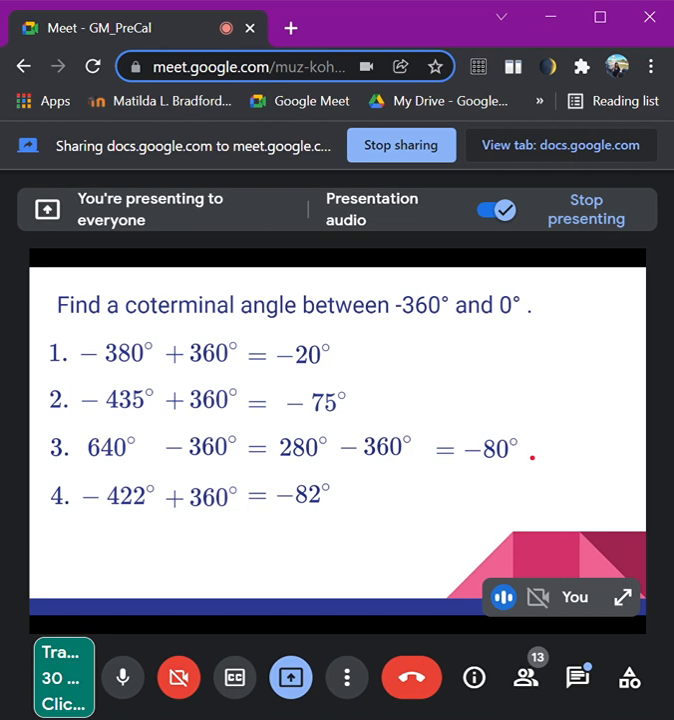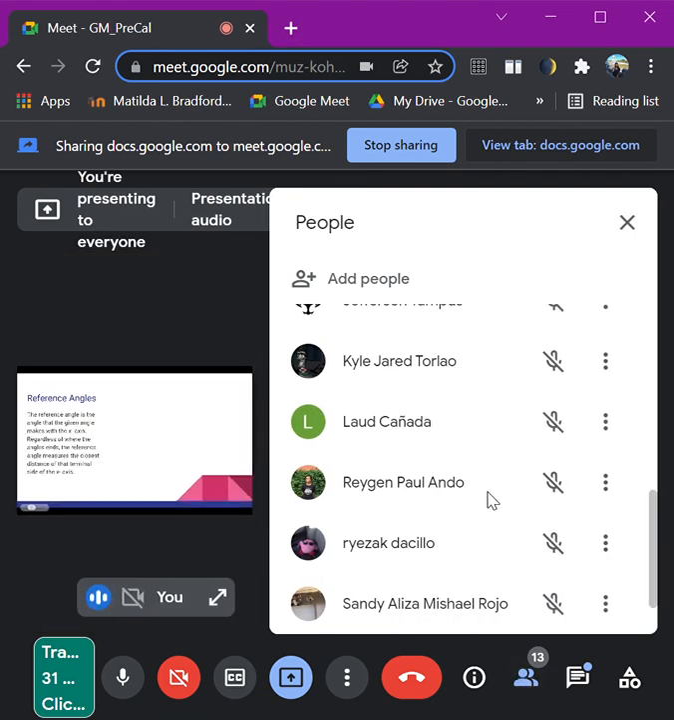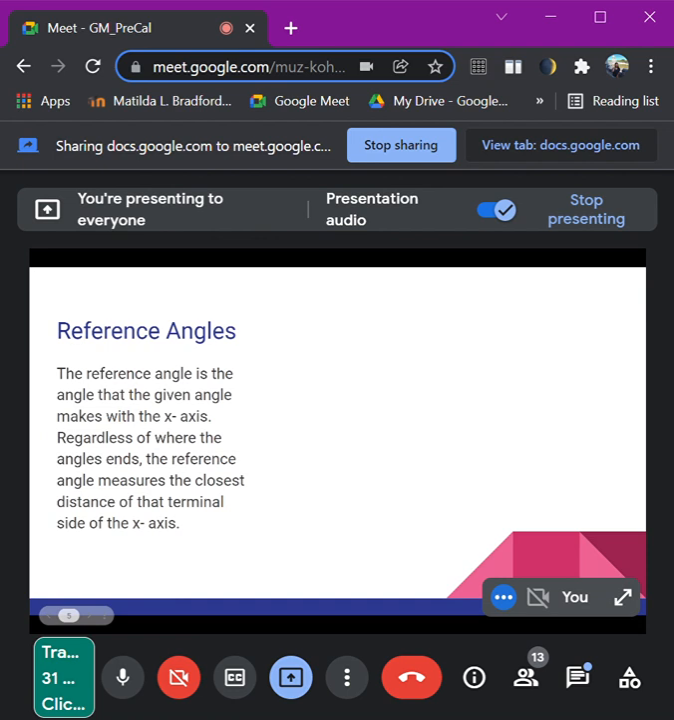Now, let's proceed with our reference angles. Okay. So, can you please read reference angle? Reference angles. The reference angle is the angle that the given angle makes with the x-axis. Regardless of where the angle ends, the reference angle measures the closest distance of that terminal side to the x-axis.